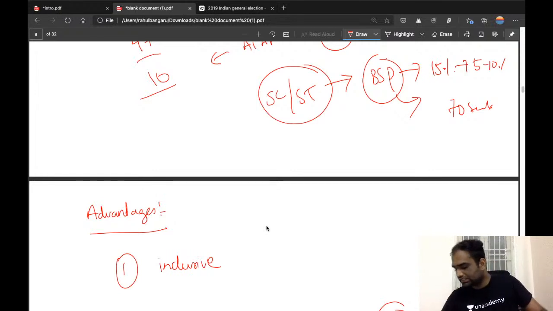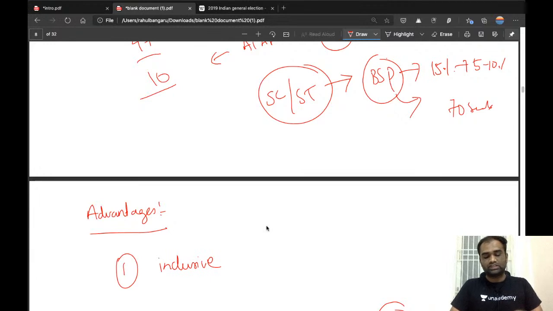If you have any doubts so far, please ask your doubts. Please ask your doubts, everyone. Okay, I will give you 2 minutes to ask your doubts. After that, I am moving on to the next type of proportional representation system called the single transferable vote.